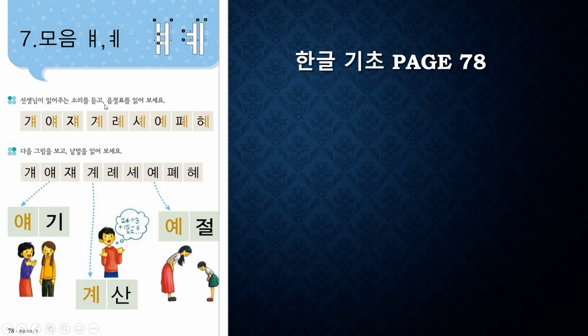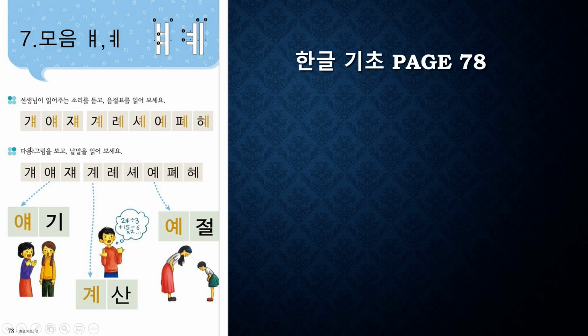선생님이 읽어주는 소리를 듣고 음절표를 읽어보세요. 자, let's look. So, 게, 예, 제, 계, 셰, 예, 피에, 해. Very easy. Just putting 예 with the 기역, 이응, 지읒, the other sounds. So, 게, 예, 제, 계, 셰, 예, 피에, 해. A little more slowly.